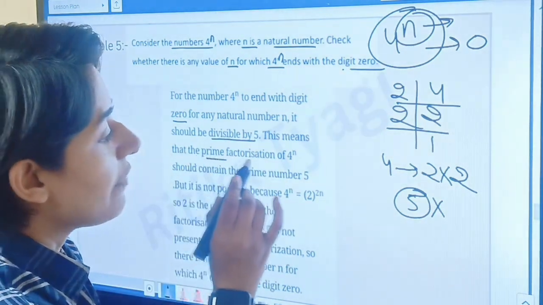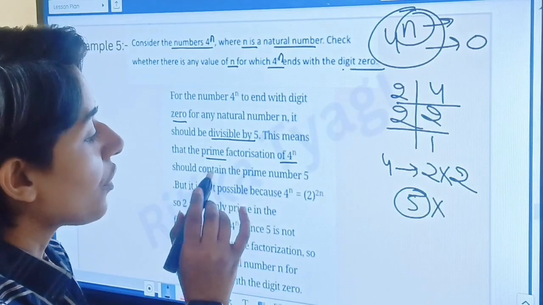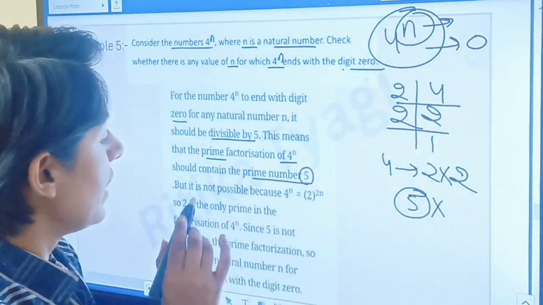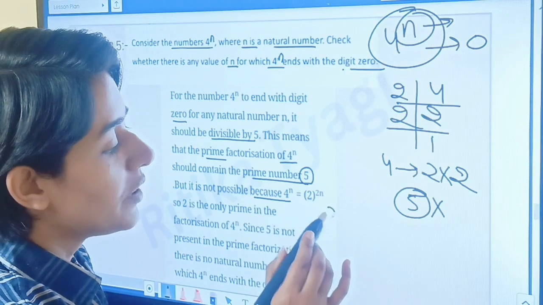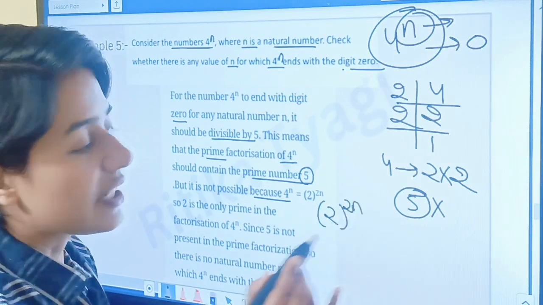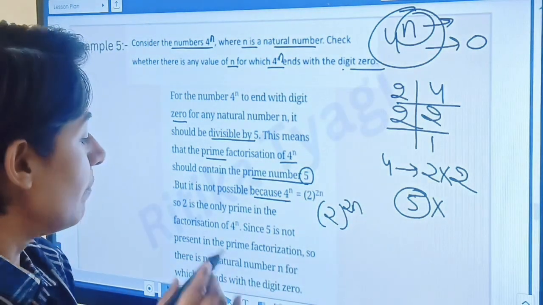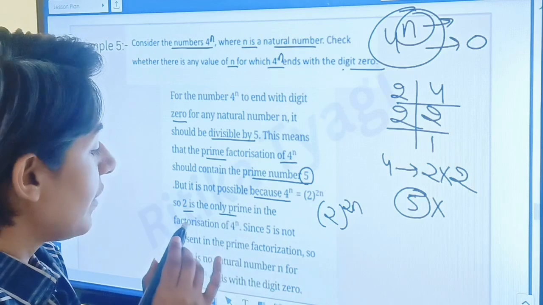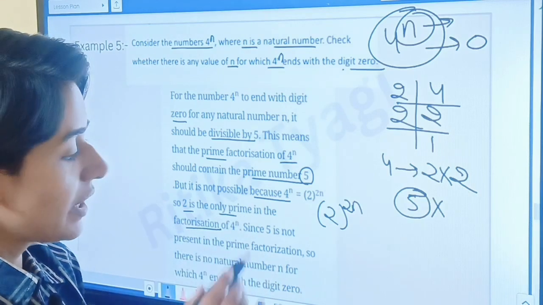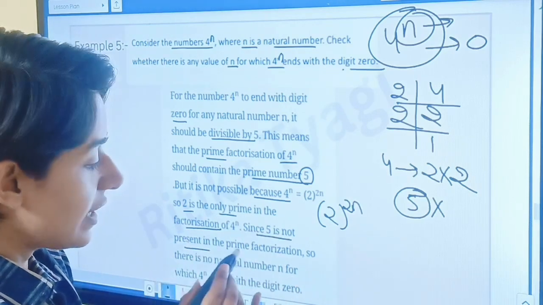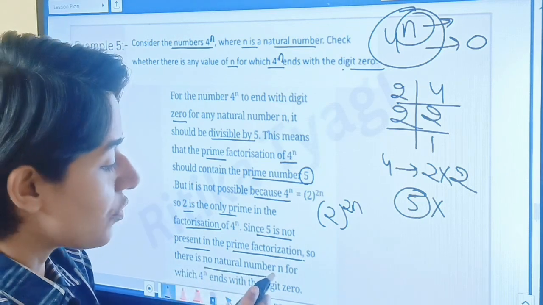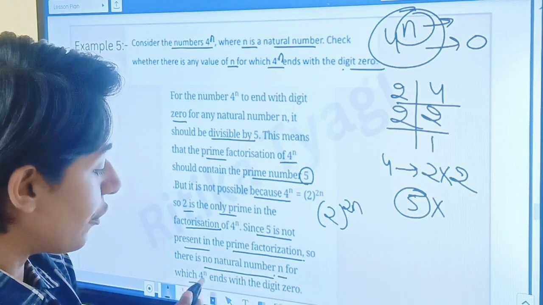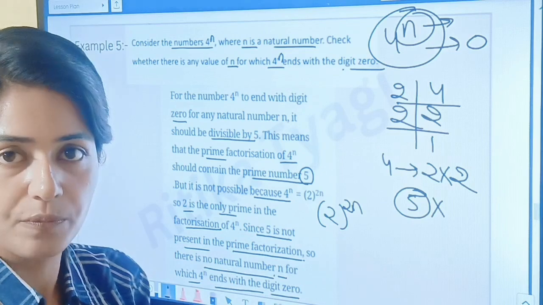This means that prime factorization of 4 to the power n should contain prime number 5. But it is not possible because 4 to the power n is equal to 2 to the power 2n. That is, it is the factors of 2 only. So 2 is only prime factorization of 4 to the power n. Since 5 is not present in the prime factorization, so there is no natural number n for which 4 to the power n ends with the digit 0.